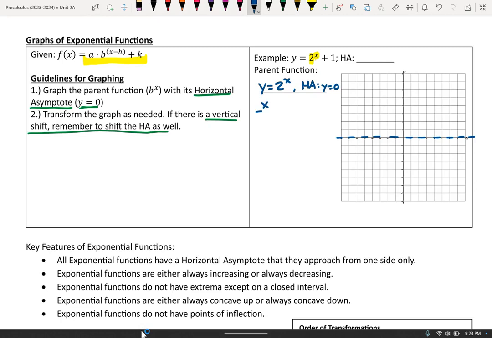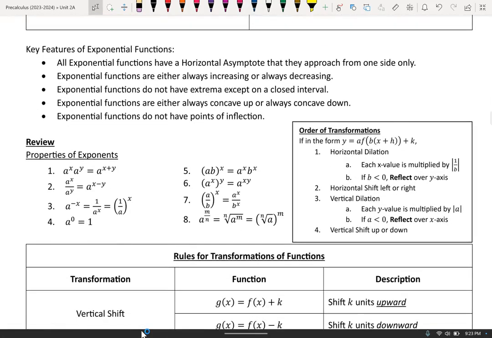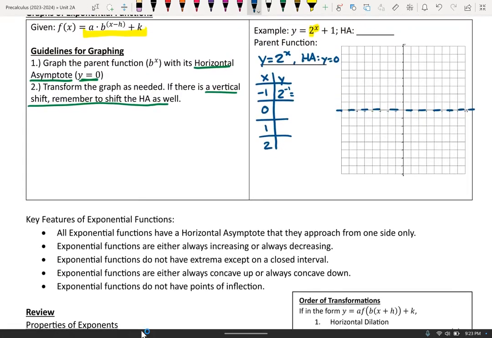So we're going to go ahead and just do a quick x and y chart. And in this x and y chart, we want to go ahead and plot some points. And we're going to do that by plotting just these easy 4 points here, -1, 0, 1, and 2. So I'm going to go ahead and plug this into my function here. So that would be 2 to the -1. And now this is using our property down here of negative exponents, that will become a fraction. So that will become 1/2.